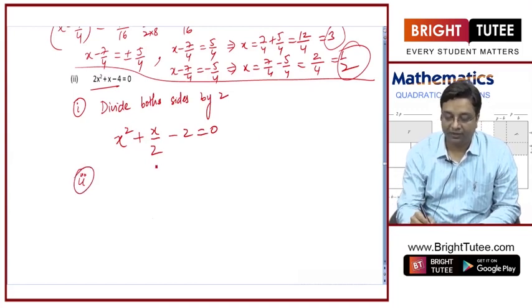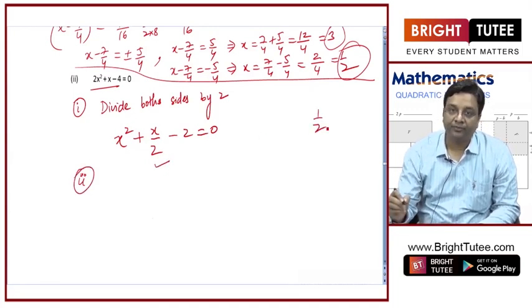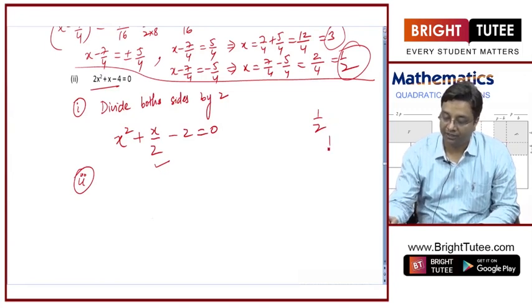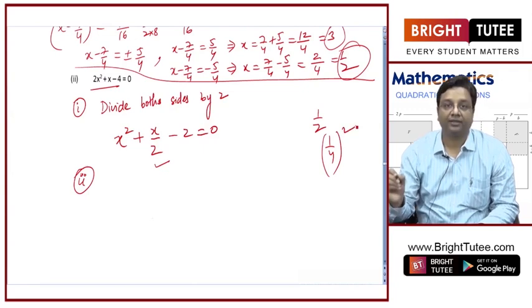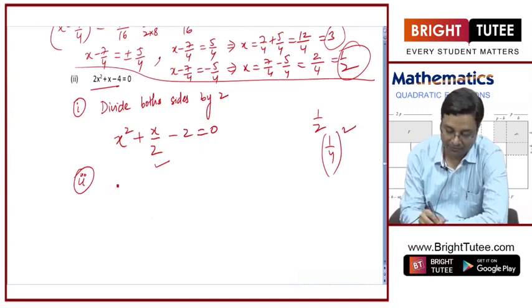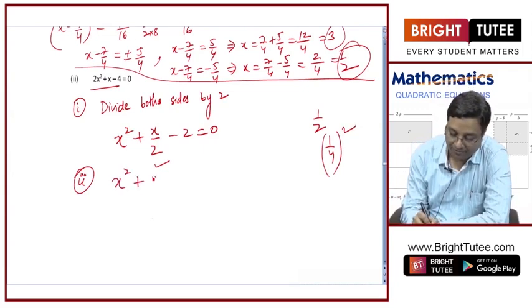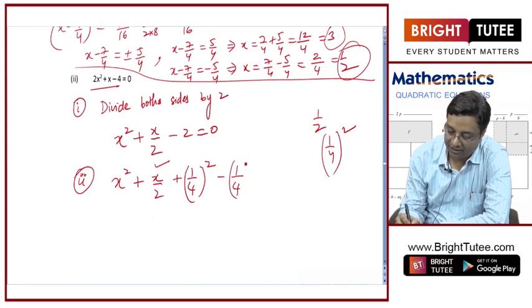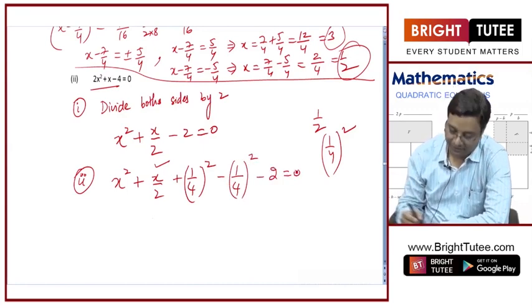What is the coefficient of x in this question? It is 1 by 2. So half of the coefficient of x is 1 by 4. So I add and subtract the square of 1 by 4. So I'll get x square plus x by 2 plus 1 by 4 square. So I'll have to subtract the same thing, minus 2 equal to 0, right?